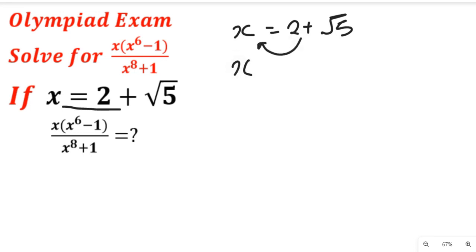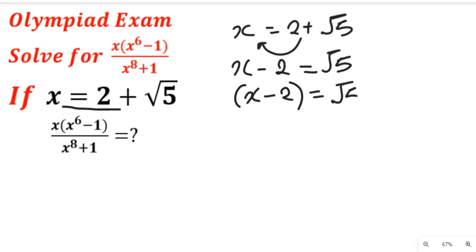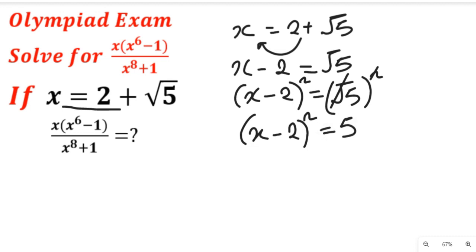So we'll have our x minus 2 equal to square root of 5. In order to clear this square root, we're going to square both sides. So if we square both sides, we'll have this square root of 5 squared and this also squared. So the square root will clear the square, and then we'll have our x minus 2 all squared equal to 5.